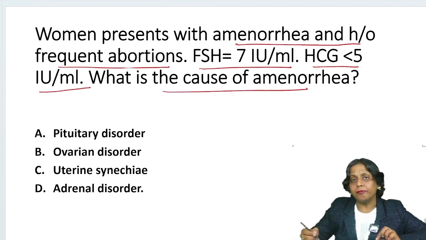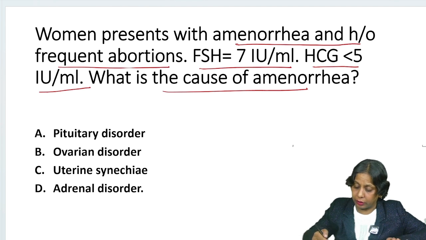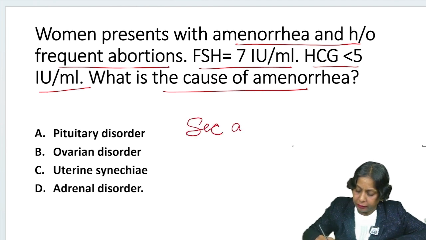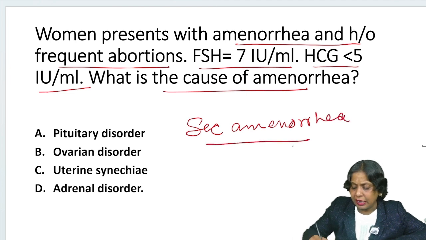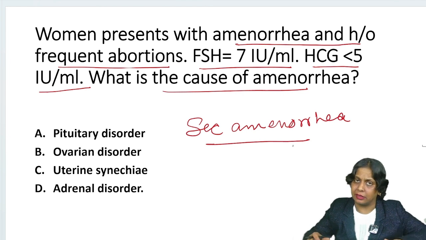So here, first the woman had recurrent pregnancy loss, then she ended up in amenorrhea. So of course this is a case of secondary amenorrhea, right? And secondary amenorrhea has been asked quite many times in our last exams. They are giving one question on secondary amenorrhea again and again. In the last 10 exams, we have got a question from secondary amenorrhea. So this topic is very, very important.